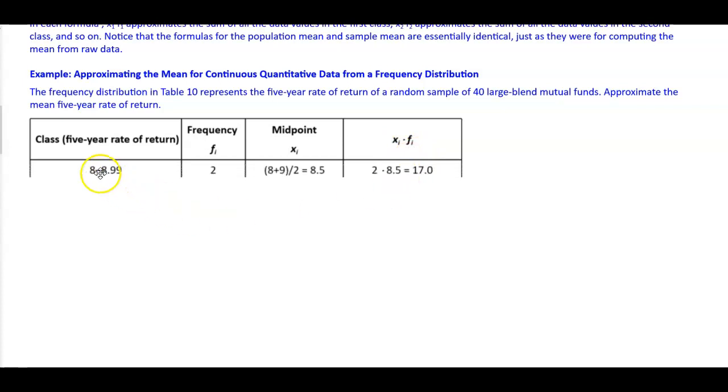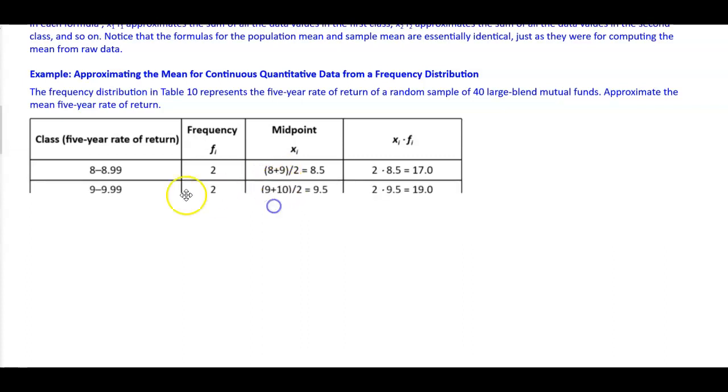Our class is going from 8 to 8.99. We know that we have a frequency of 2. In order to find the midpoint, we take 8, add 9, and divide that by 2, which gives us a midpoint of 8.5. So we have our midpoint of 8.5 and our frequency of 2. We multiply the frequency of 2 by the midpoint, 8.5, in the last column, which gives us a total of 17.0.